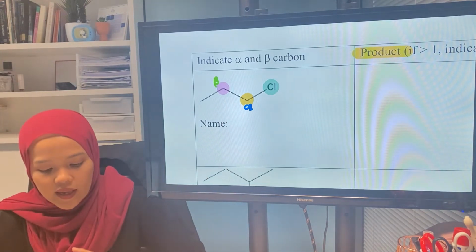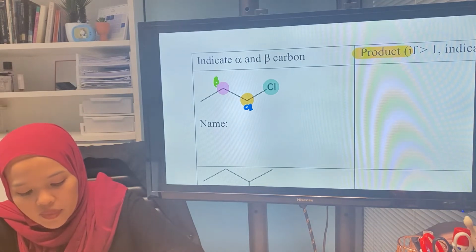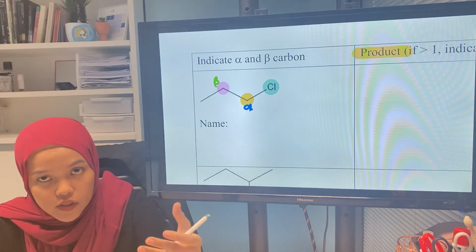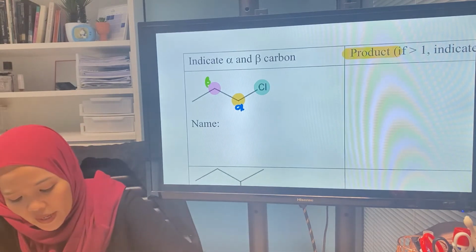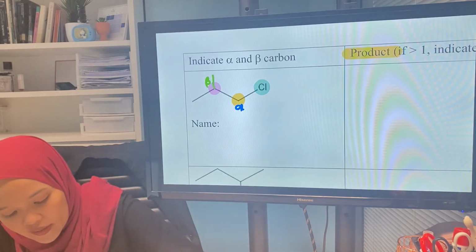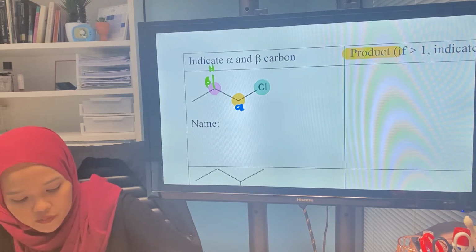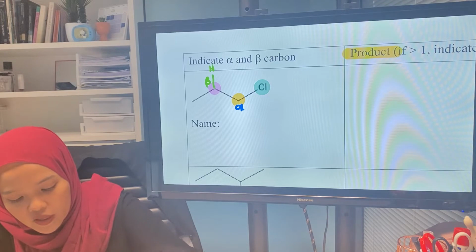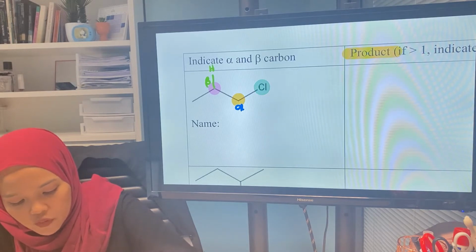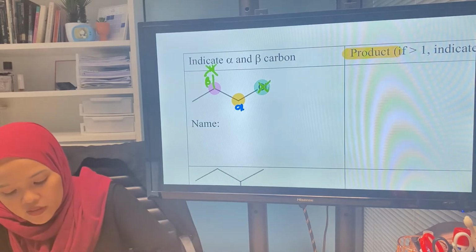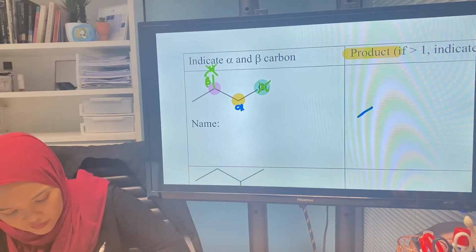And then you need to understand that on the beta carbon there is a beta hydrogen which is being removed. Actually, if you want to see, there are two hydrogens, but I will just show one. The one that will be removed is this hydrogen and this Cl. So you are going to get this one.